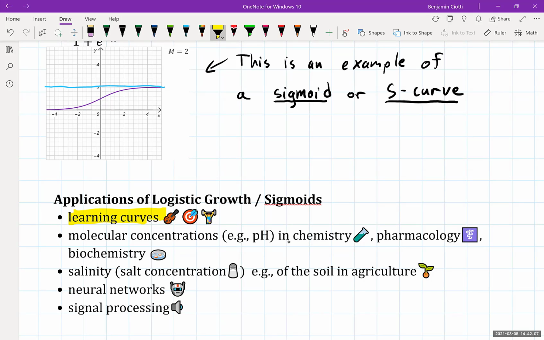Another one might be molecular concentrations. For example, the concentration of hydrogen ions or hydroxide ions, which is how you measure the pH used in chemistry, pharmacology, or biochemistry. Pretty much concentrations of almost any molecule or chemical often follow these sigmoidal curves. Salt concentrations, which have application to agriculture, for example, are another one.